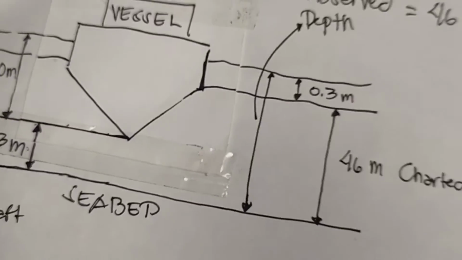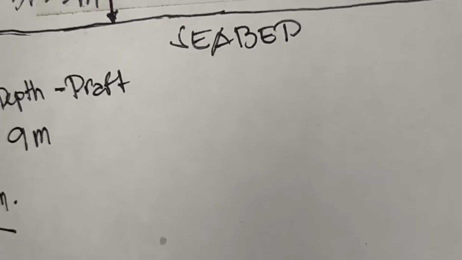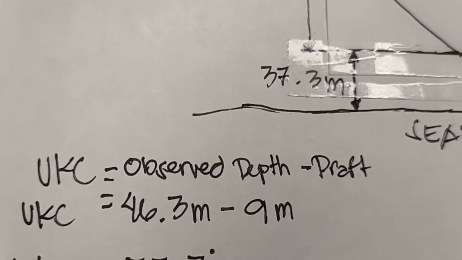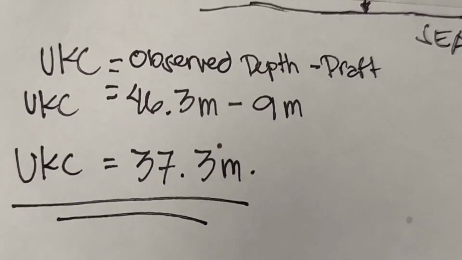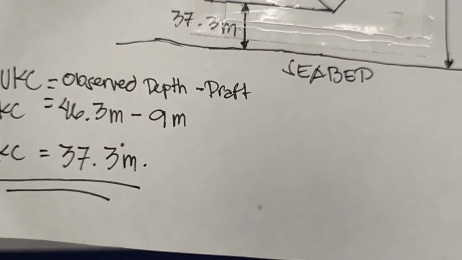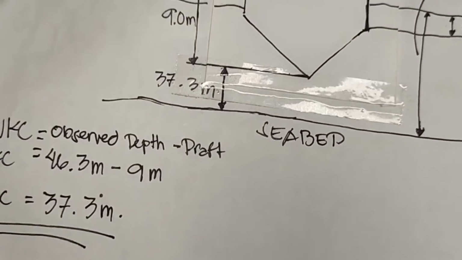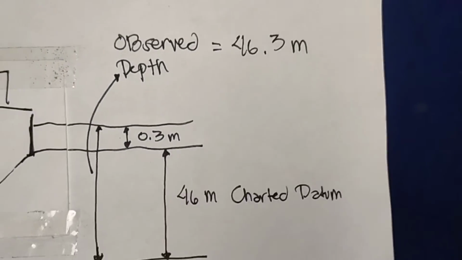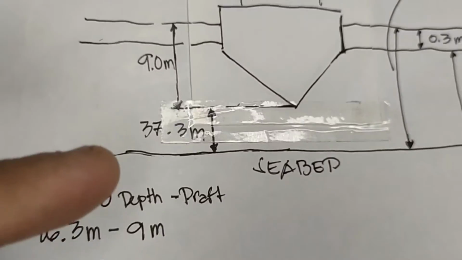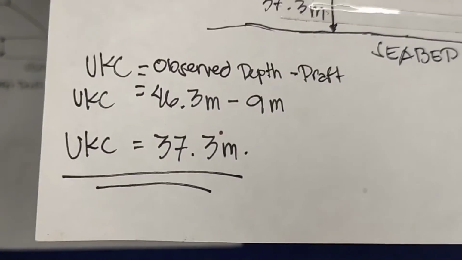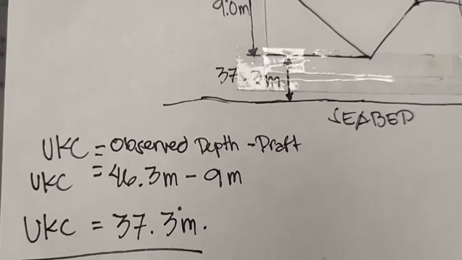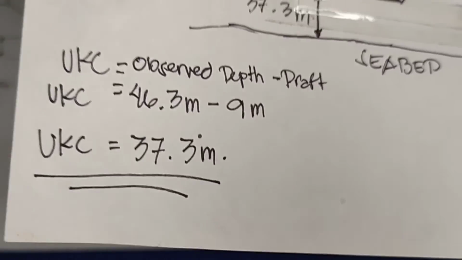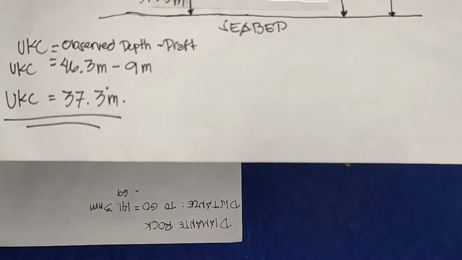In finding the UKC, which is one of the criteria to be answered, we need to subtract the draft of the ship from the observed depth. So we have the observed depth of 46.3 subtracted by 9 meters. So we'll have the UKC for the wreck bank at 3 hours and 24 minutes, or 0324 hours, of 37.3 meters. That will be its UKC.